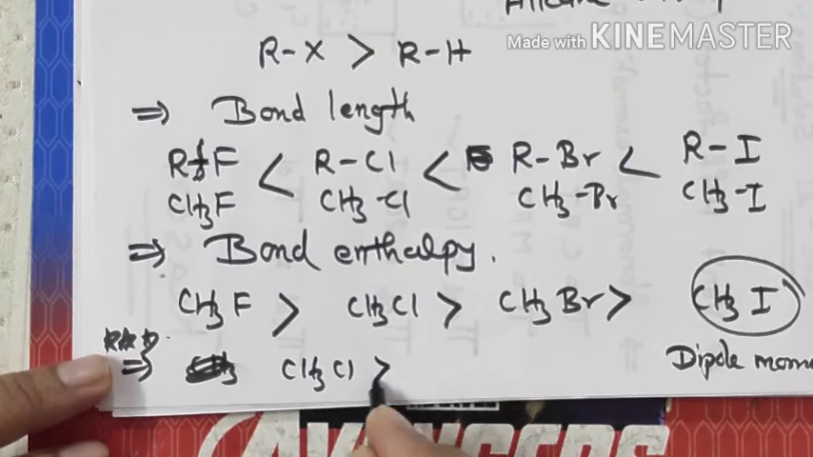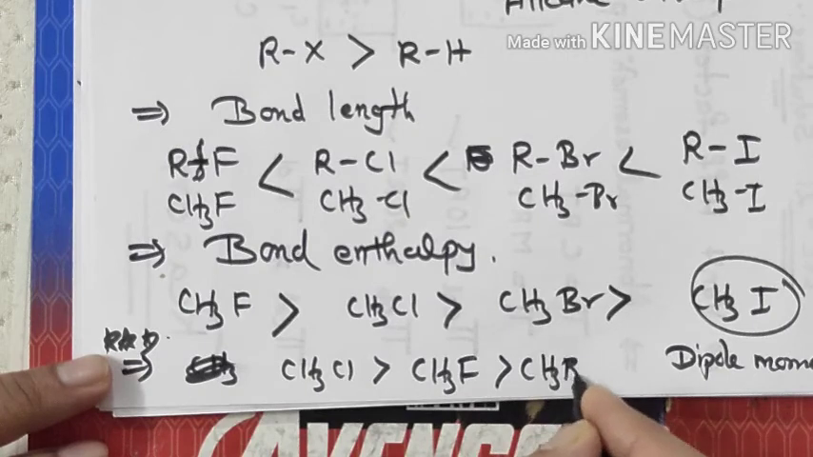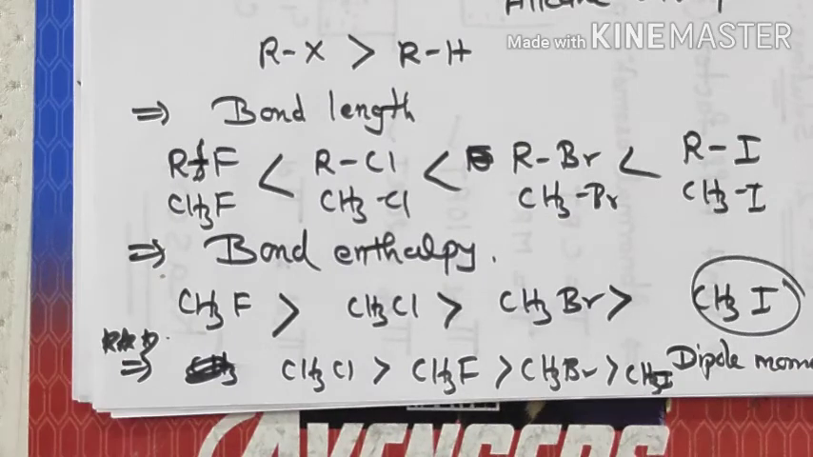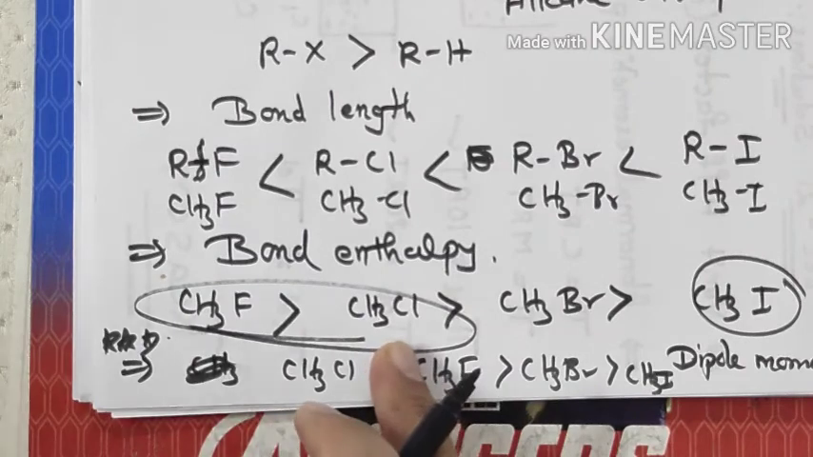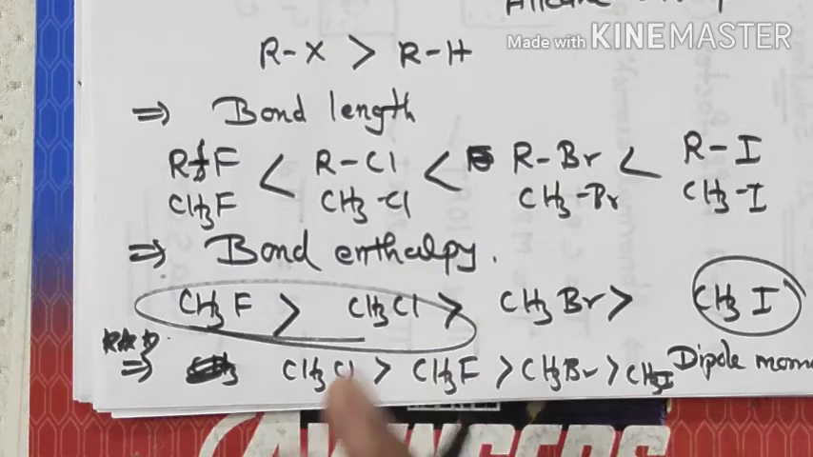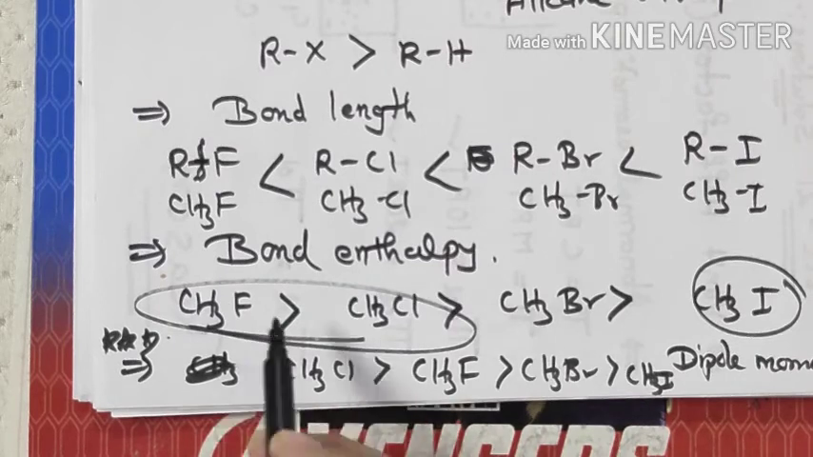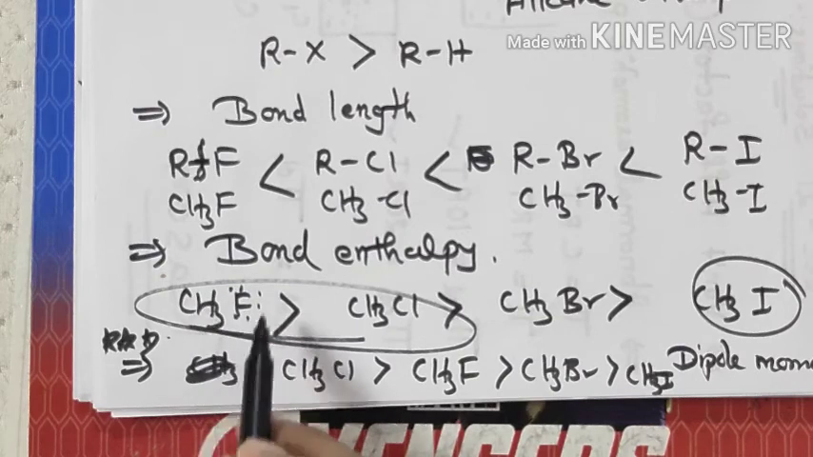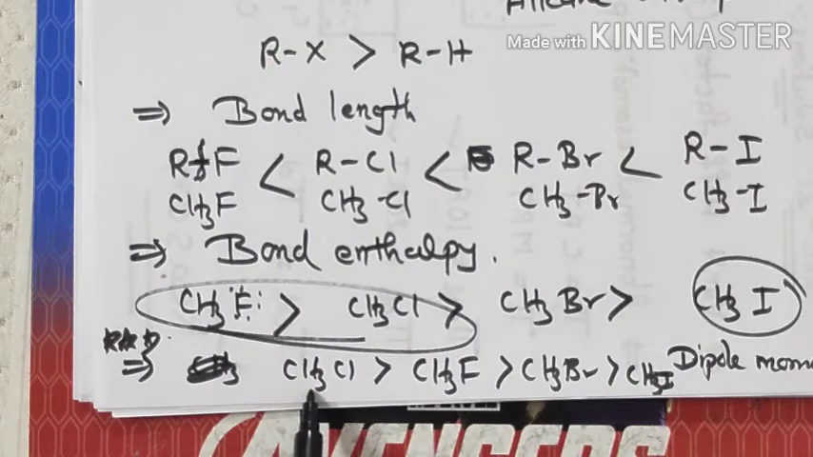CH3Cl has the highest dipole moment, then comes CH3F, then CH3Br, and then CH3I. That is how it goes. The difference lies here: CH3Cl has a higher dipole moment in comparison to CH3F. The reason is that fluorine has lone pairs of electrons, and these lone pairs repel each other, and that's why this happens.